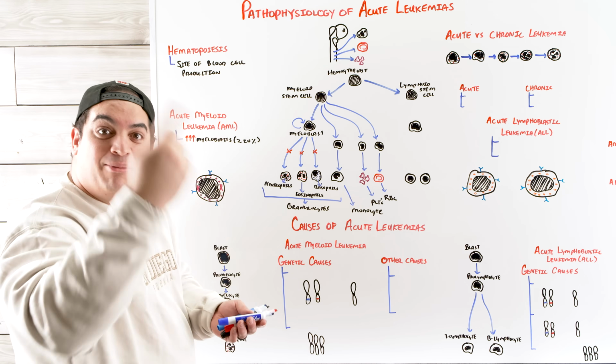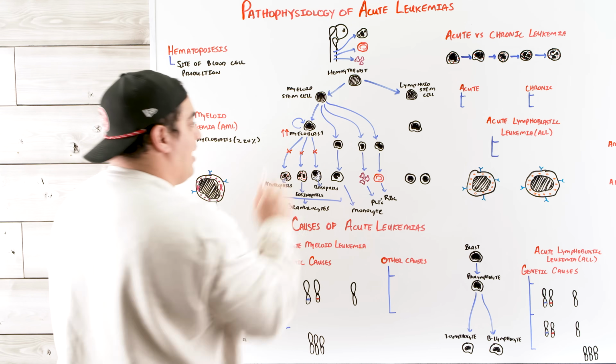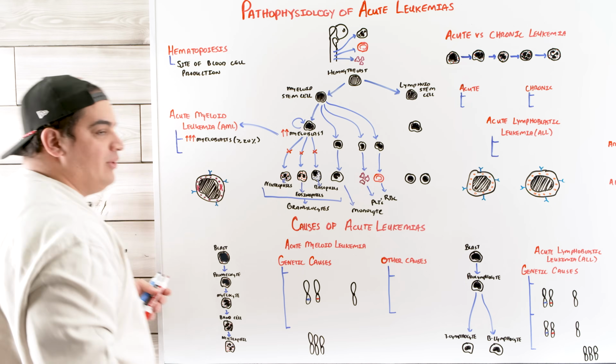He keeps replicating and proliferating. And then what do you get? A substantial amount of myeloblasts. When that happens, guess what you have? You have acute myeloid leukemia.